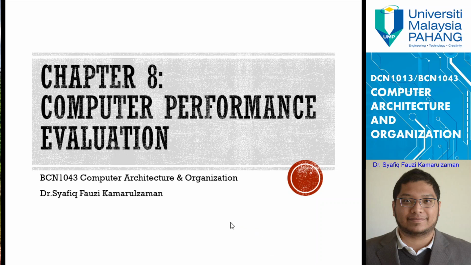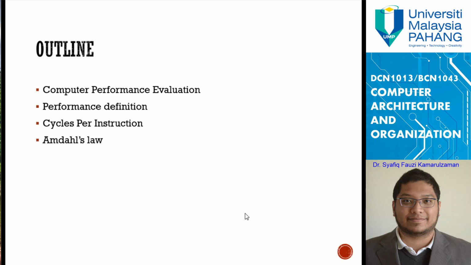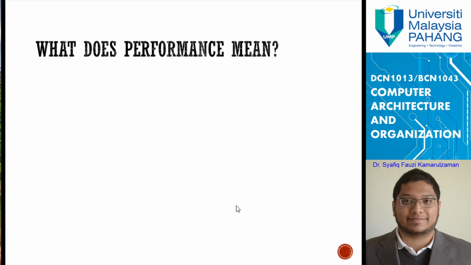So under computer performance evaluation, the outline of the topic itself is we have 4 things that we'll focus on, which is computer performance evaluation, performance definition, cycles per instruction, and also Amdahl's law. So what exactly does performance mean? Performance basically means response time, which is derived by a simulation program finishing within 5 minutes. So this is what we call response time.